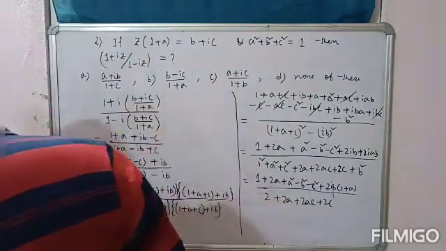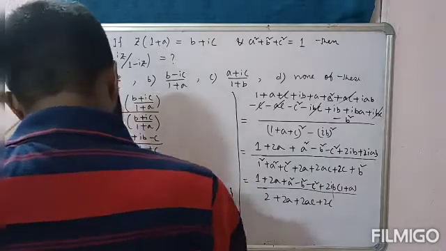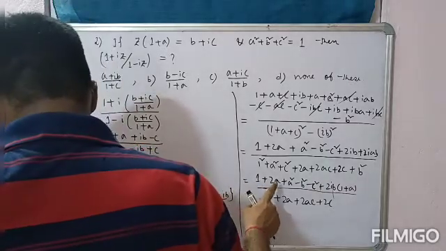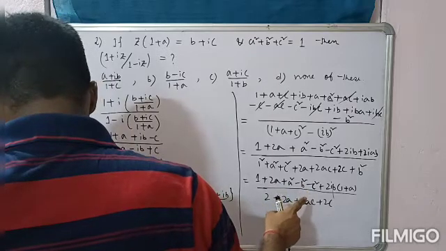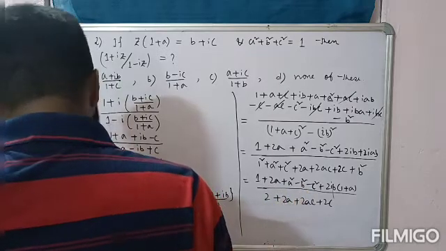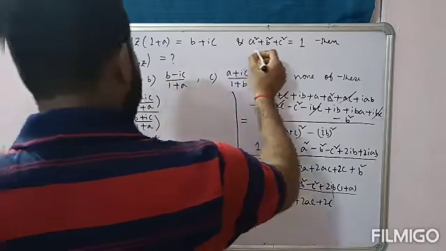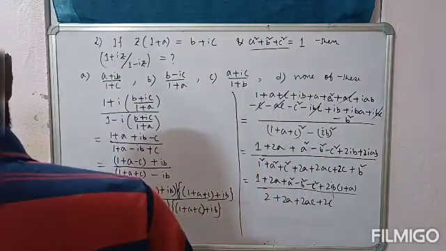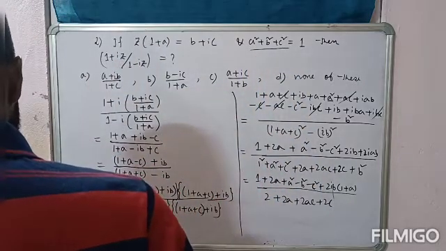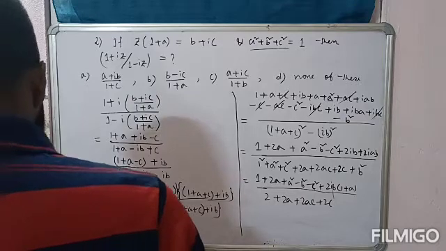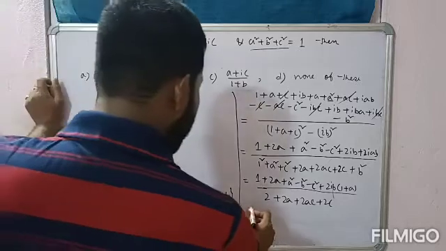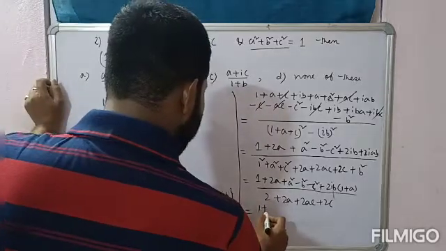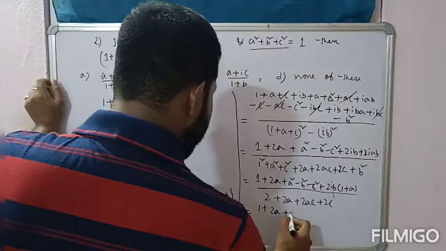This is the denominator. Once you check the numerator, the numerator is 1 plus 2a plus a square minus b square minus c square plus 2ib plus 2aib. Okay, so one more condition is given here. Since a square plus b square plus c square is equal to 1, we can do something here from 1 plus 2a plus a square.